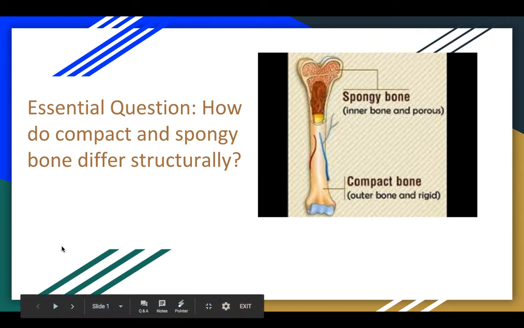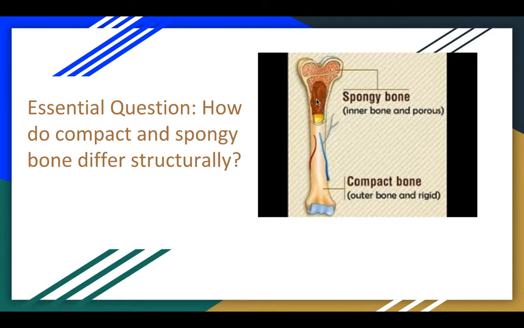This is all about bone structure. So we're going to be looking at the different attributes or the different structures that make up a single bone and make up the different types of bones as well. Your essential question for today is, how do compact and spongy bone differ structurally? You can see an example of some spongy bone and compact bone here. So how are they different?